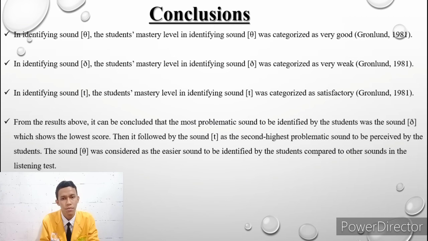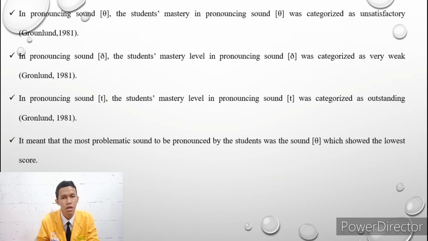And while in the pronunciation test, the research also found different finding on each sound. In pronouncing the first sound, the student mastery level was categorized as unsatisfactory. And for the second sound, it was categorized as very weak. And for the third sound, it was categorized as outstanding. It means that the most problematic sound to be pronounced by the student was the sound which shows a lower score.